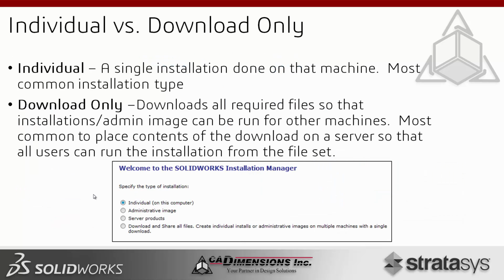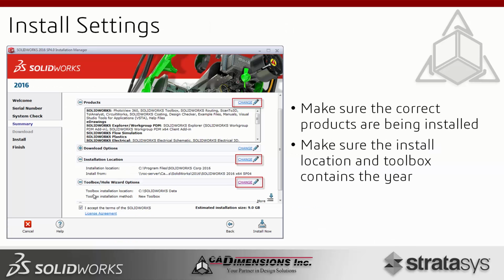Now, when you start the install, you'll have these four different options. 95% of the time, you'll just be using the individual, and the individual is just installing on that specific machine. Download only, basically, downloads all the required files so that you can use them to install on other machines as well. So you just download it once, and then you can use that to share. Most of the time, you're just going to use individual, but that's the first thing to look at.